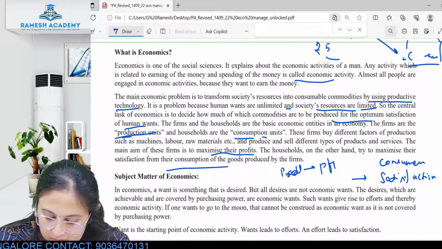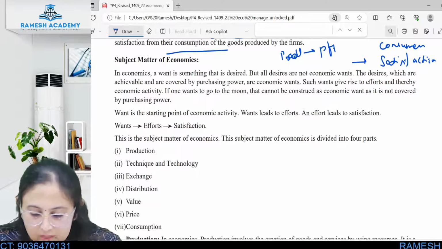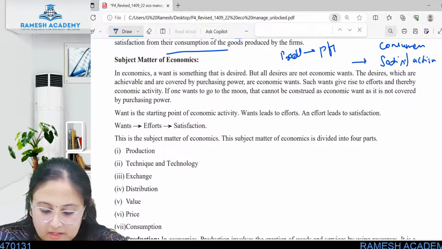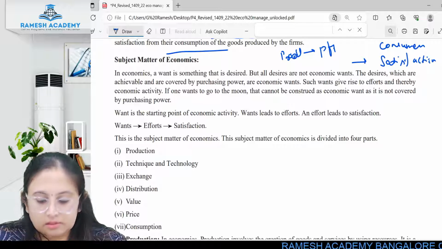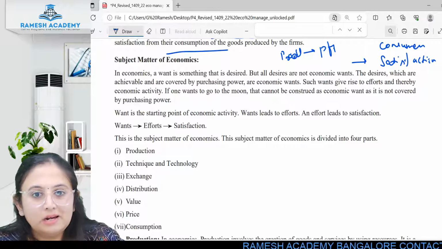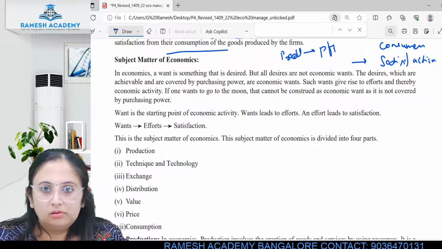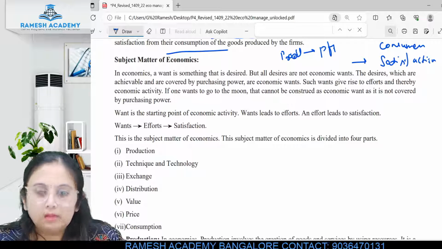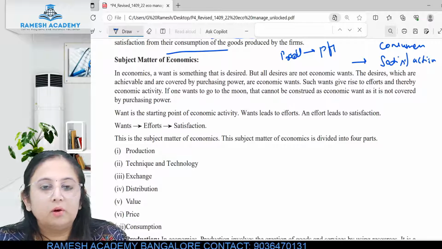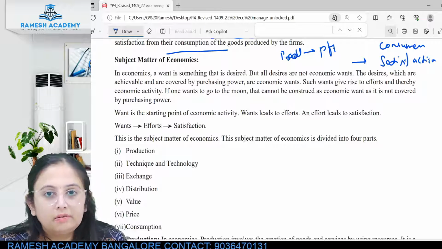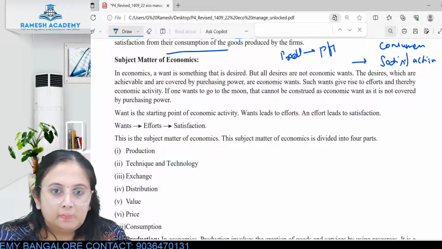Okay, next we will go to subject matter of economics. So this is just an introduction kind of. Now we will see subject matter of economics. In economics, a want is something that is desired, but all desires are not economic wants. While teaching, I'll just read out the important lines from your textbook, so that you can correlate with what I am explaining. You can keep your textbook open and watch this class, so that I will read out and then I will explain. If I go on explaining, you can't correlate with the book. Everything I will not read, but important ones I will read, and then I will start explaining.